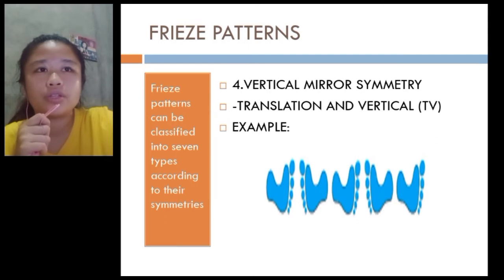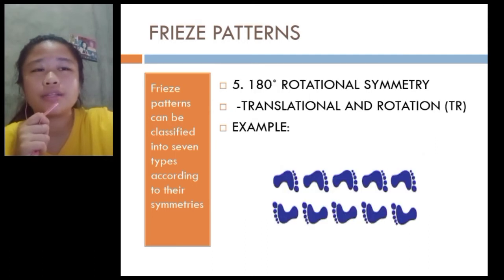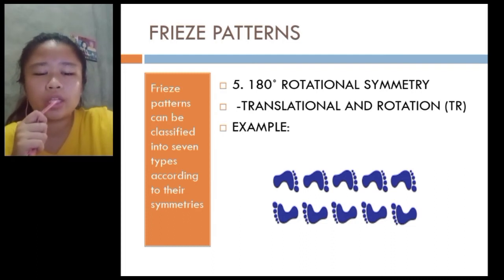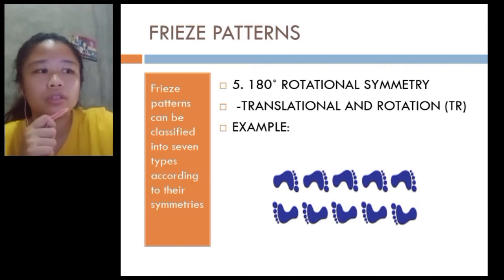Fifth is 180 degrees rotational symmetry. Translation and rotational, or TR. You can turn the pattern 180 degrees and it will look the same as if it were never turned at all. This is the example.